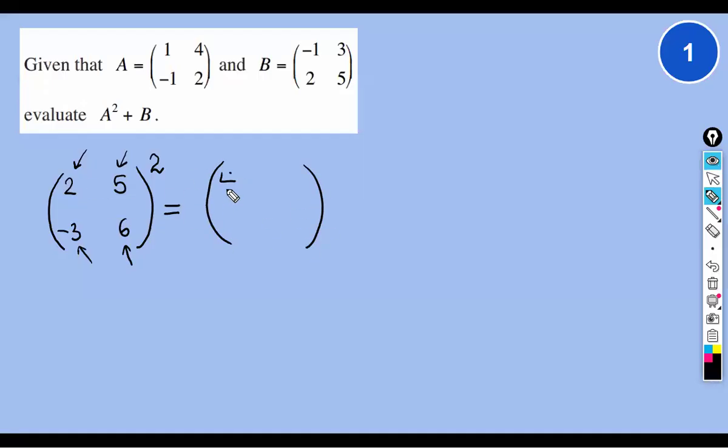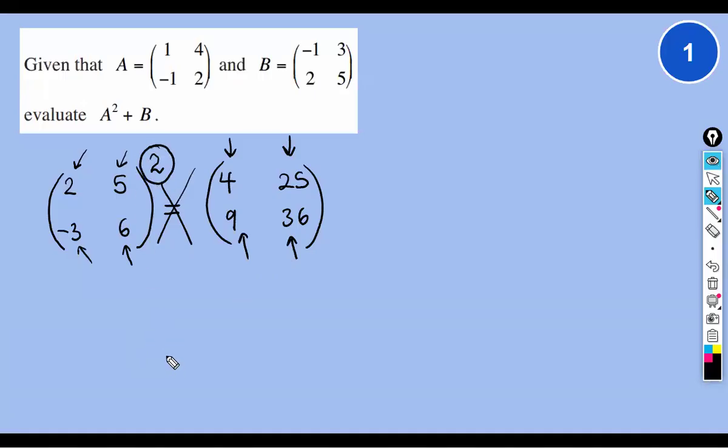2 squared is 4. 5 squared is 25. -3 squared, when you square anything in the world, you just get a positive value, so you get 9. And 6 squared is 36. And of course, you leave the exam room thinking you did it correct. That's 100% wrong. To simply square everyone in the brackets, it's wrong. But I will give you a hint.